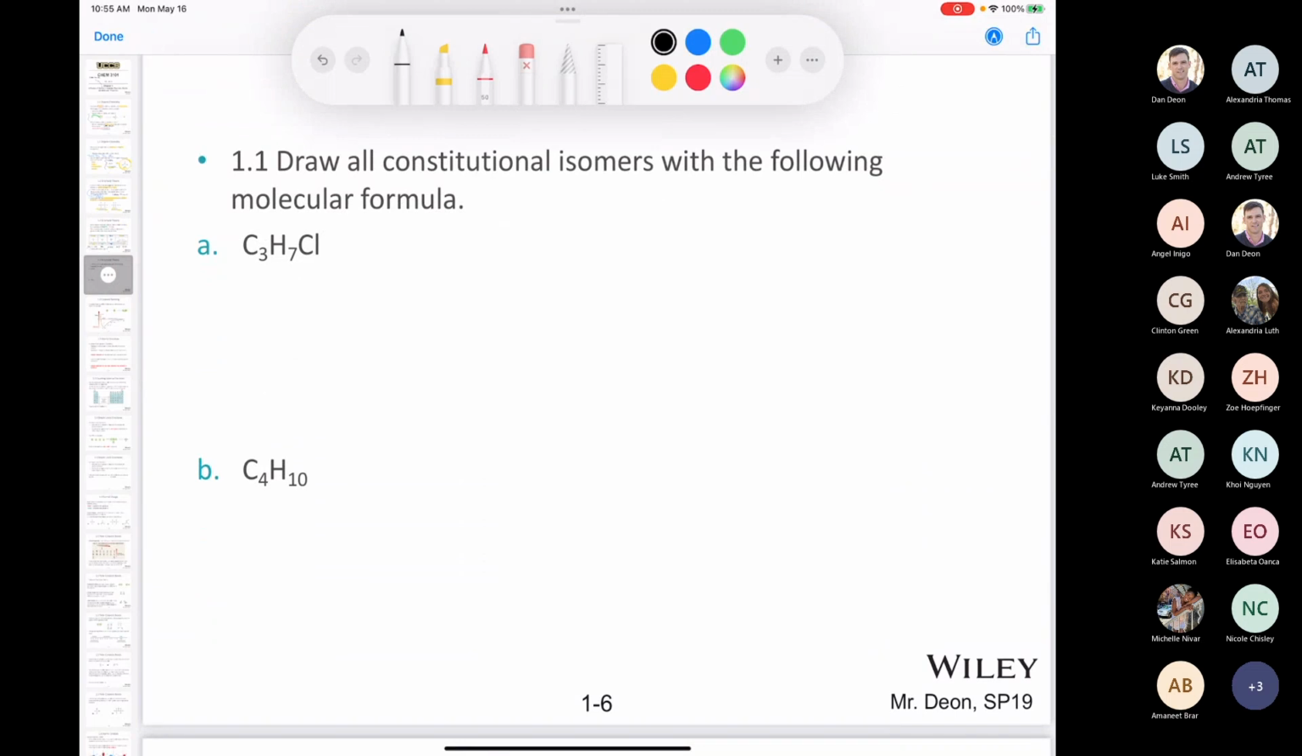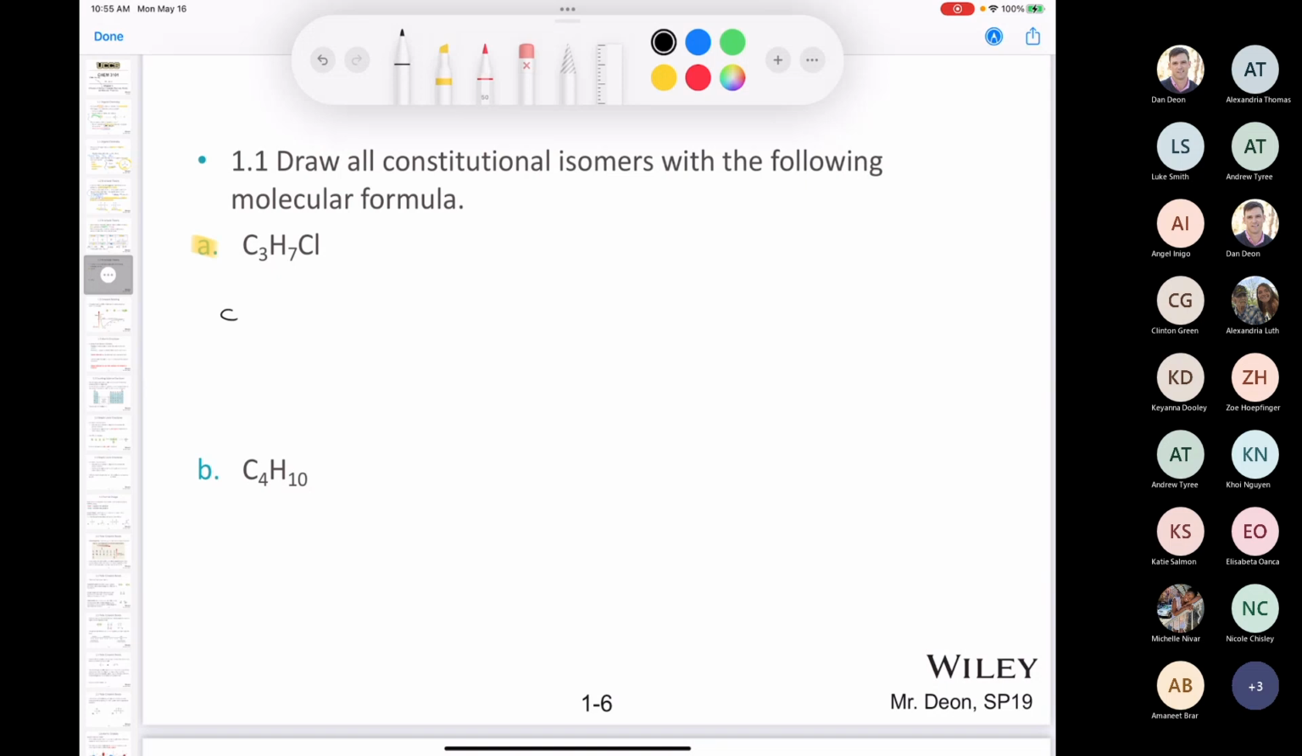Well, with all that in mind, who wants to give a practice problem a try? Even if you don't, we're going to do it. So let's see here. It says draw all the constitutional isomers with the following molecular formula. We've got 3 carbons in the first one, so this is question 1.1a. 3 carbons, 7 hydrogens, and a chlorine.